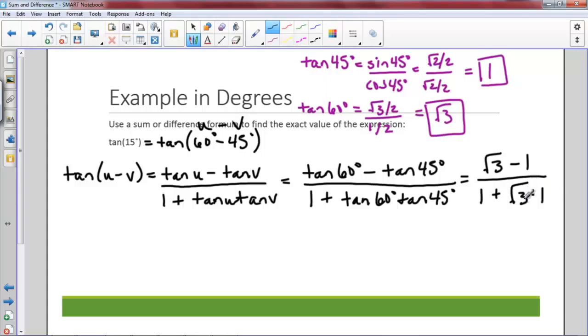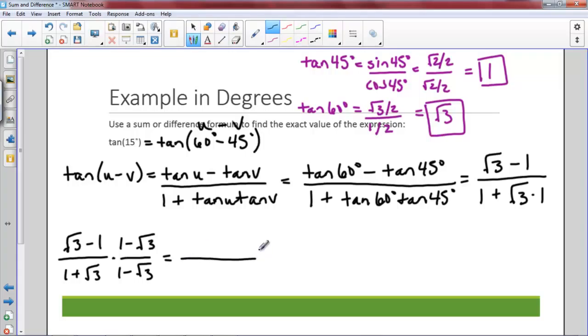All right, so clearly we have a radical in our denominator, so we're going to need to simplify this. Now I'm going to come down here and rewrite what I have: root 3 minus 1 over 1 plus root 3. So in order to simplify this, we're going to need to multiply both the top and bottom by 1 minus root 3.